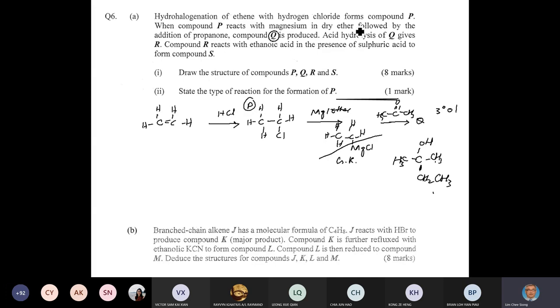Then afterwards, acid hydrolysis of Q gives R. So how does R look? R means it is undergoing to form the alcohol. So this one becomes R. We have P, Q, R, followed by R reacting with ethanoic acid in the presence of sulfuric acid. This one is very famous already, because it is alcohol with carboxylic acid. Acid, you see the acid? It shows that S is an ester.